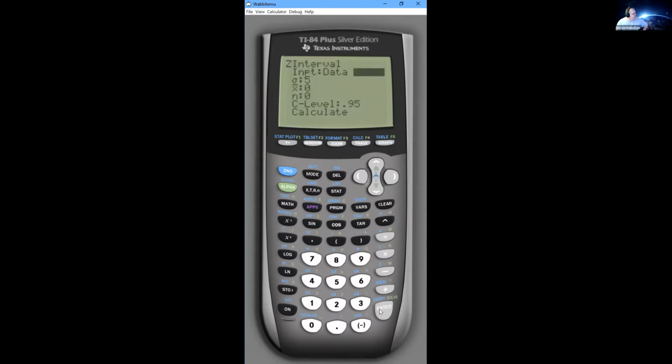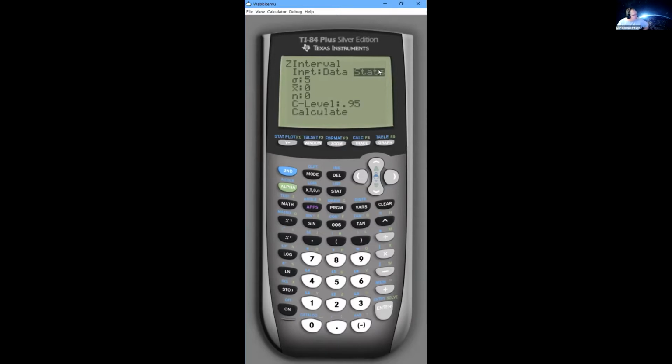I'm going to hit enter. If you've got an old calculator, you should be looking at this. Mine's popped up with the 95% on the C level, but mine came up with 12.2 and 5 automatically in there instead of zeros. That's just whatever the last data was. We're going to change it to whatever data this question requires.